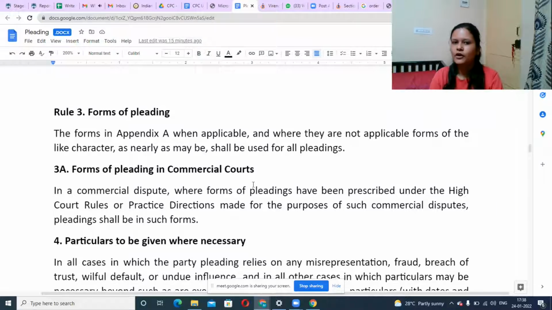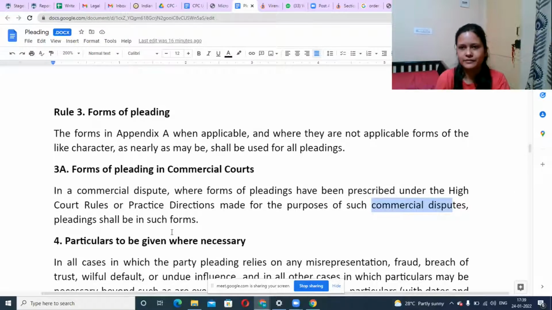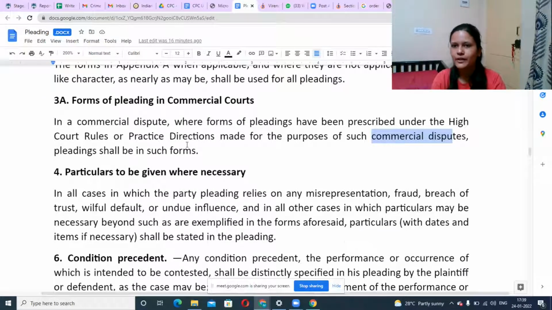In the same way for commercial courts, sometimes a format may be given, because high courts may make certain rules or provisions. If the high court has mentioned a certain format or prescribed a certain way, then we need to follow the same process. Commercial disputes will be instituted in that same way, and they would write the pleading in the format prescribed by the high court for commercial courts.